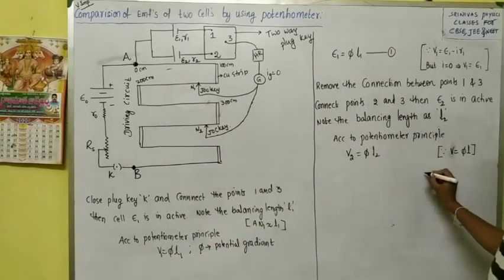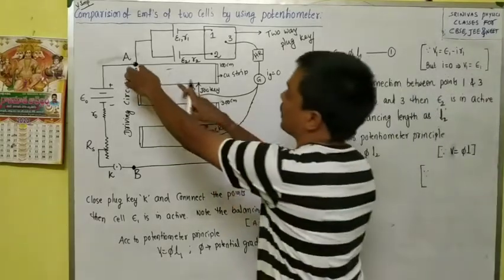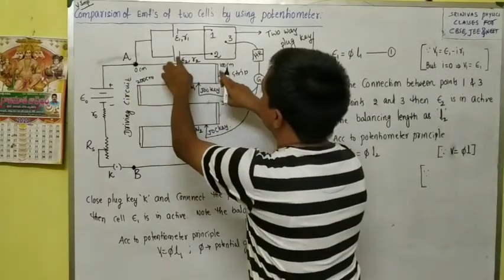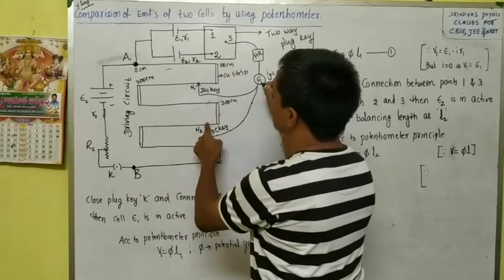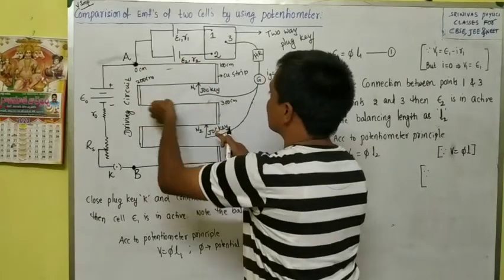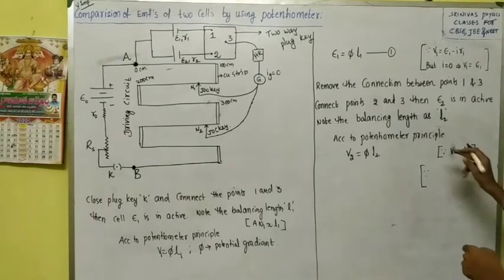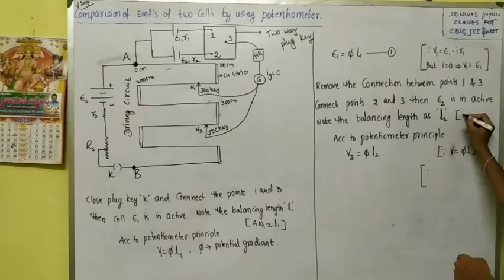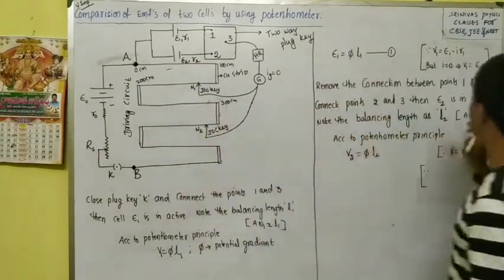Now the potential difference we want, that is the potential difference across the wire. Now when the cell E2 is active, at the point N2 we got the galvanometer zero deflection. Then we have to note the balancing length. Here L1 was the earlier one. Here note the balancing length as L2. That L2 is from where to where? For example, AN2 is equal to L2. From A to N2 point, that is L2.